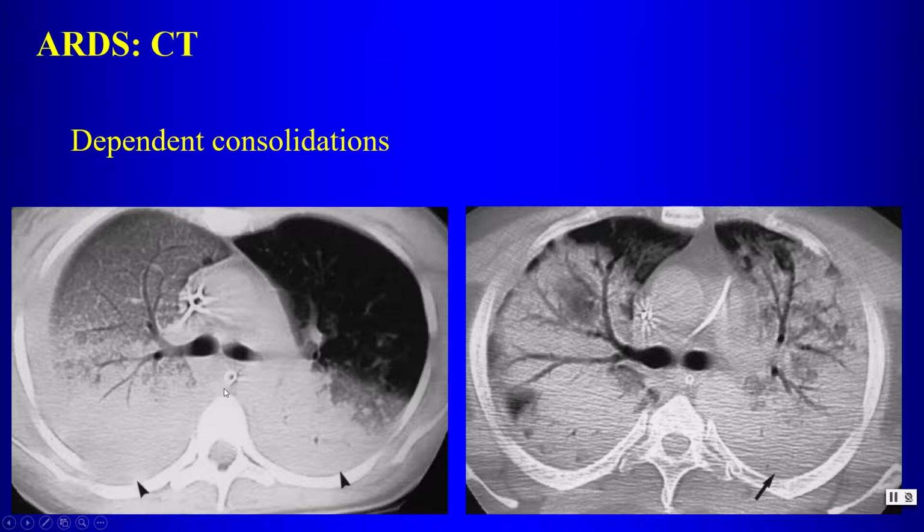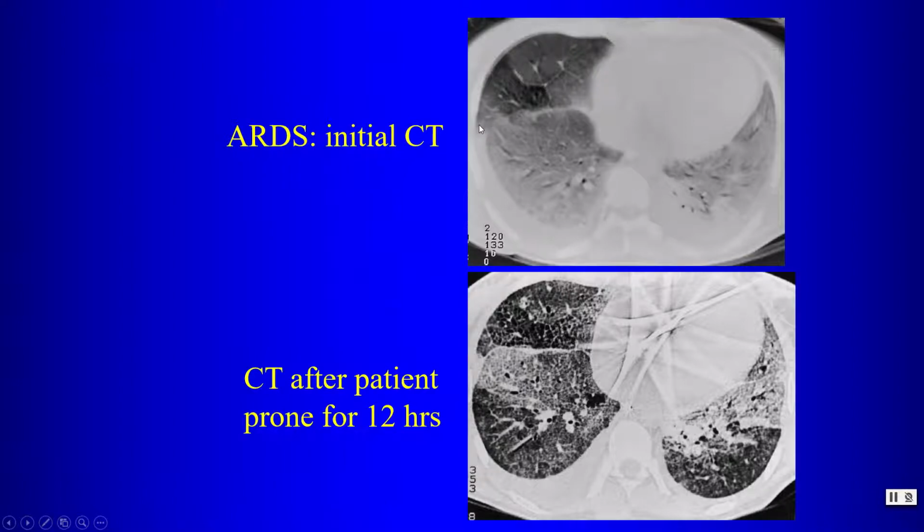Another characteristic of the consolidations is that they can be gravitationally dependent, because much of the opacity that we see really represents stiff, collapsed lungs. So the lungs are very stiff and they collapse under their own weight. So this gravitational gradient to the consolidations is quite common. You can also see these areas of ground glass opacities elsewhere throughout the lungs.